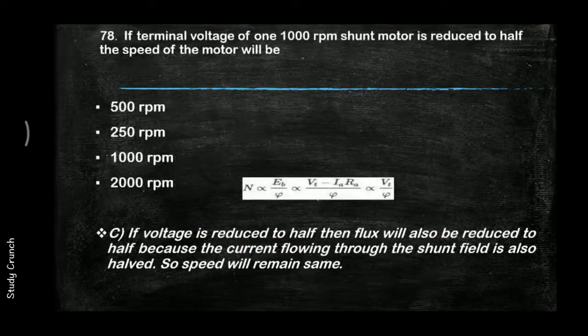Next, if the terminal voltage of 1000 rpm shunt motor is reduced to half, the speed of the motor will be. So the answer is it will be 1000 rpm. We know that N is directly proportional to EB by phi. So EB can be written as Vt minus Ia Ra divided by phi, and that is proportional to Vt by phi. So if the voltage is reduced to half, then the flux will also be reduced to half because the current flowing through the shunt field is also halved. So the speed remains same.